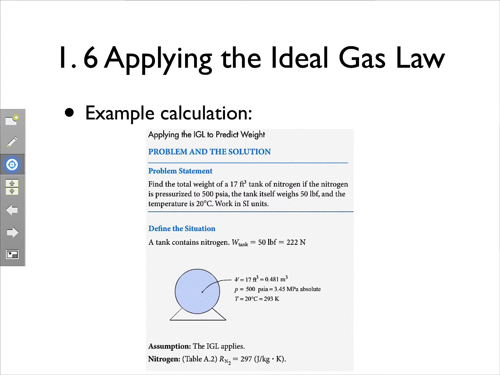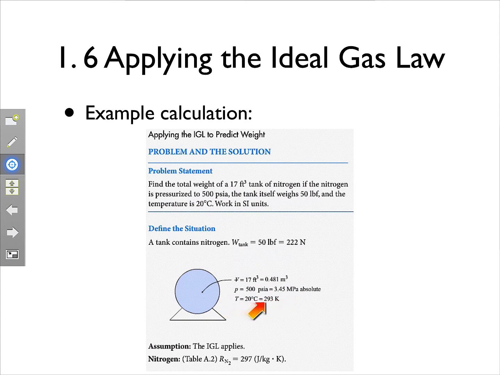The mass is the only thing we don't know, in other words, in the ideal gas law. So we've got the weight of the tank, if we basically use a conversion factor, this is 222 newtons. We've done a couple of other things down here. We've determined that 17 cubic feet is almost a half a meter cubed, and our pressure equals 500 psi. If we convert that into pascals, it turns out to be 3.45 megapascals, or 3.45 times 10 to the sixth.